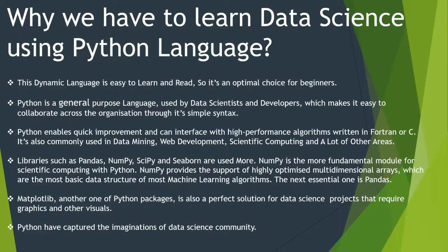Libraries such as Pandas, NumPy, SciPy, and Seaborn are used more in Python. NumPy is the more fundamental module for scientific computing with Python. NumPy provides support for highly optimized multi-dimensional arrays, which are the most basic data structure of most machine learning algorithms. The next essential one is Pandas. Matplotlib is another one of the Python packages. Matplotlib helps us to draw graphs, and then scatter type graphs, and then lots of things. And then Python has captured an image with the data science community.